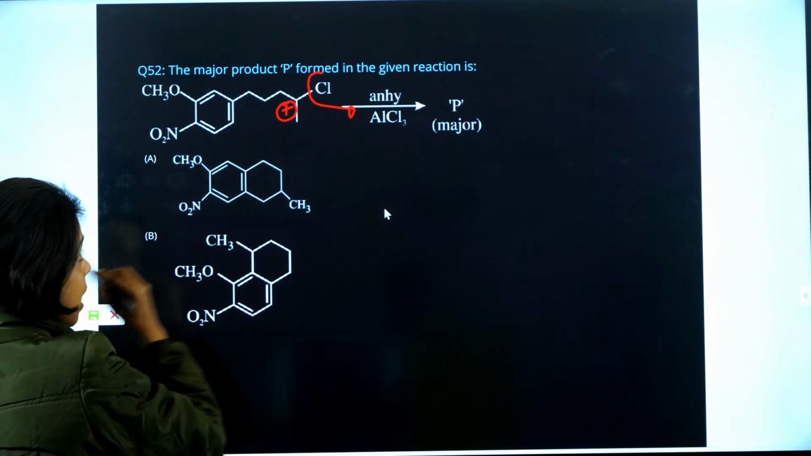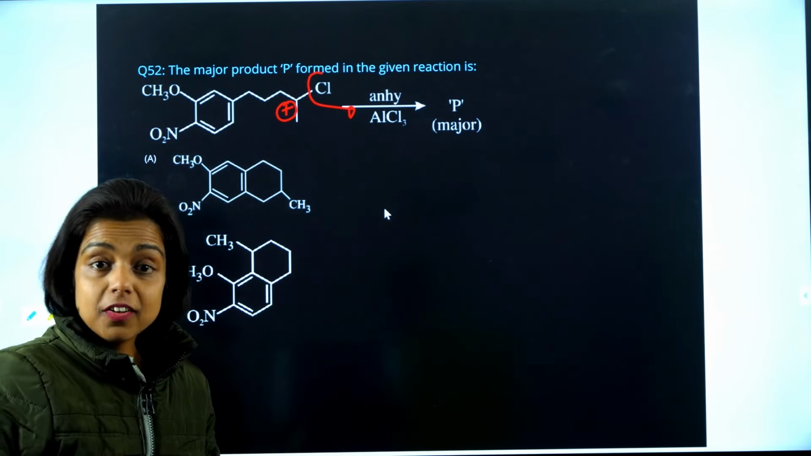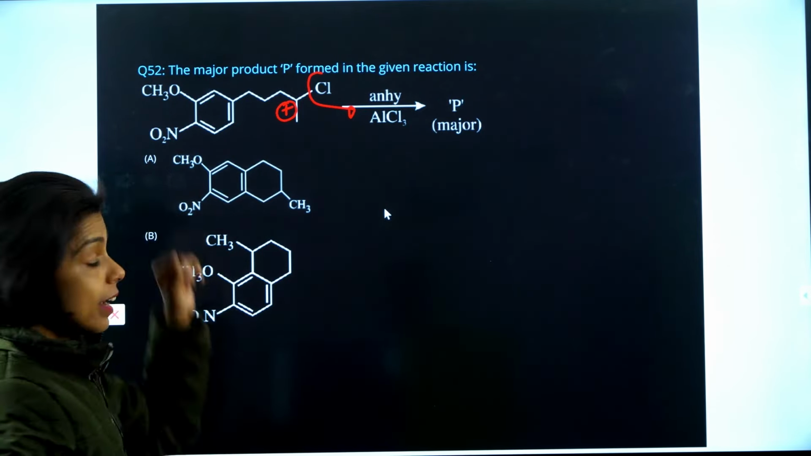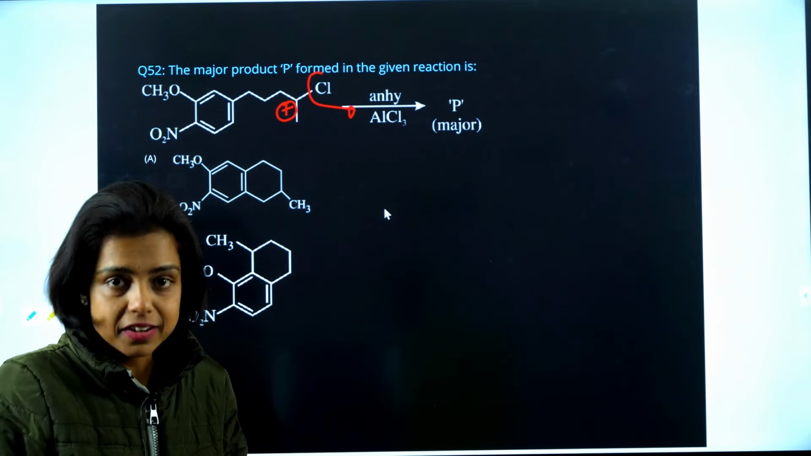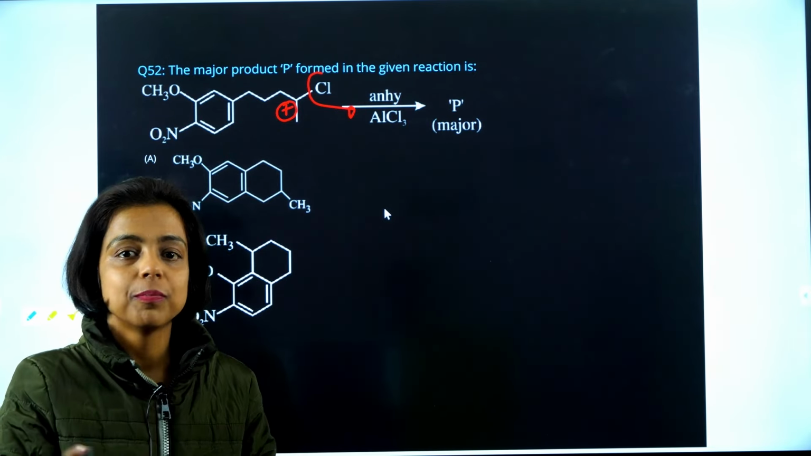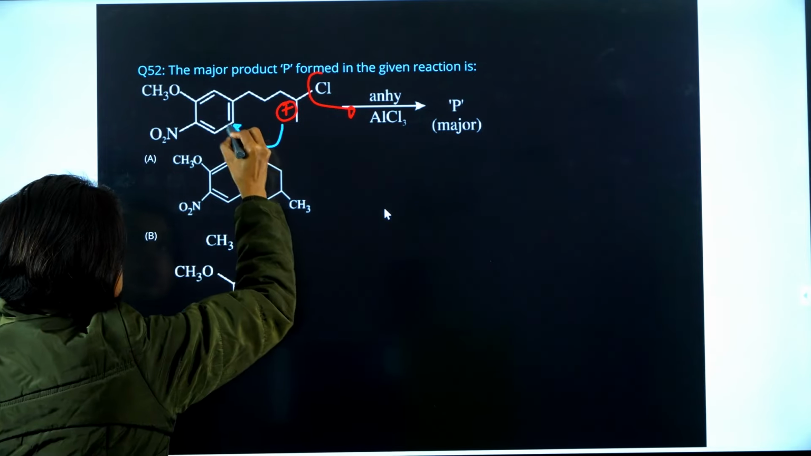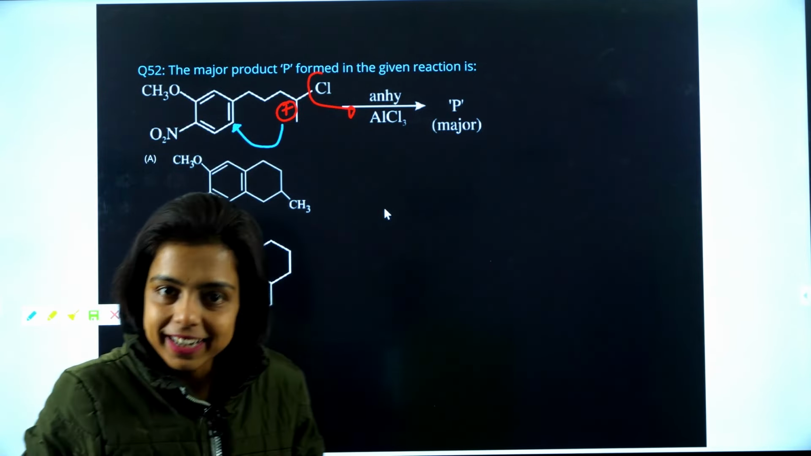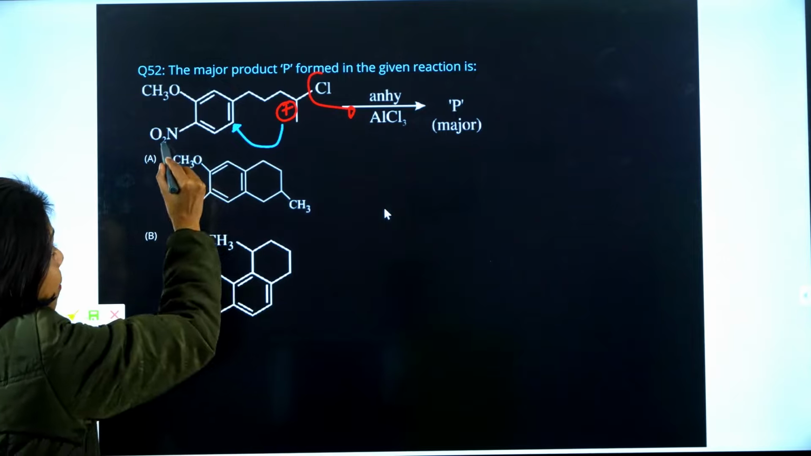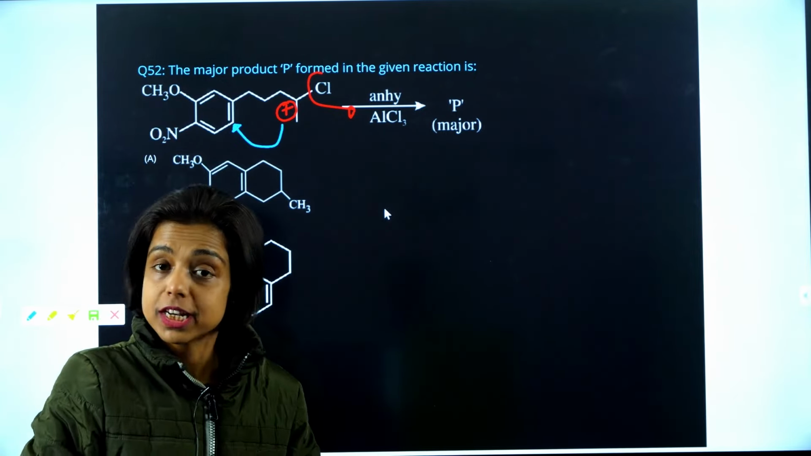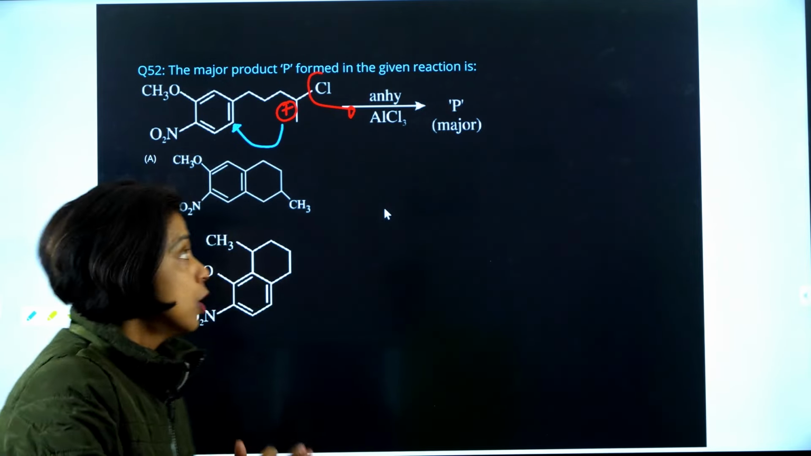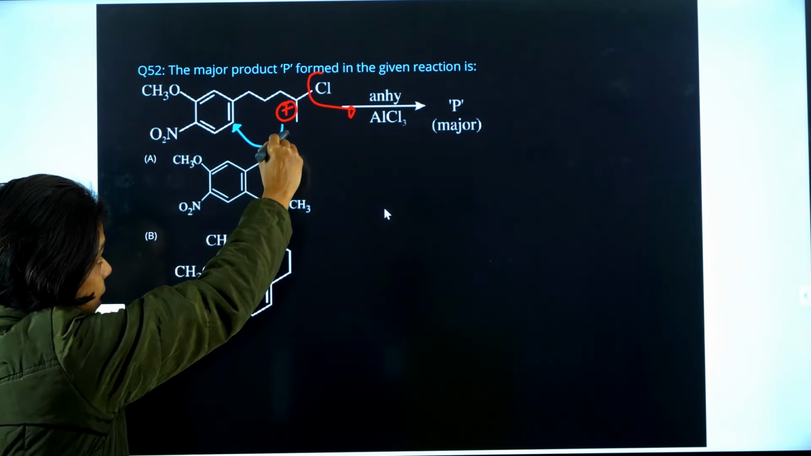Now what will happen? This carbocation is electron deficient, electron loving. So it will get attracted by the electron density of the benzene ring, and this positively charged carbocation will attack on the benzene ring, ortho to OCH3. OCH3 is an ortho-para directing, electron releasing group in resonance. Meta to NO2. NO2 is an electron withdrawing group and a meta director. So this carbocation electrophile will attack here in this benzene ring and the product is formed.